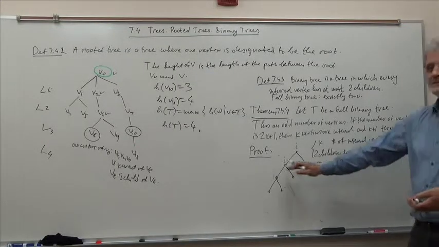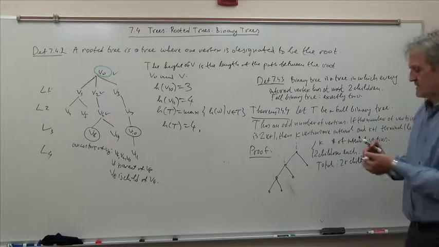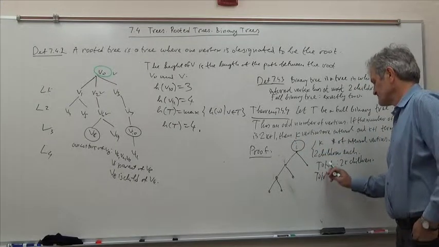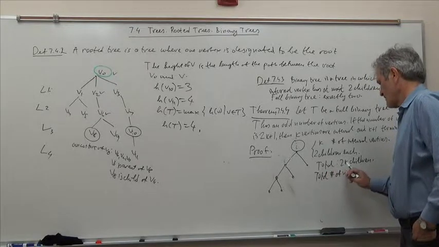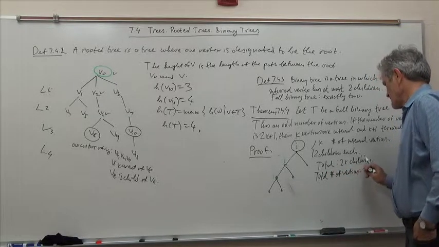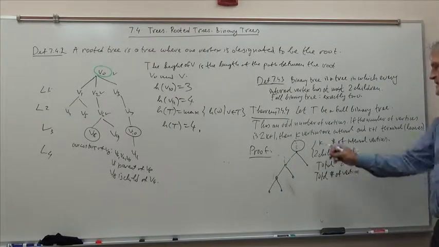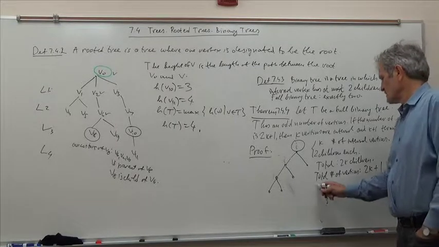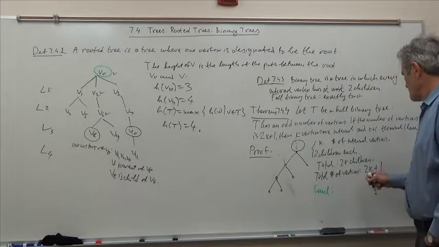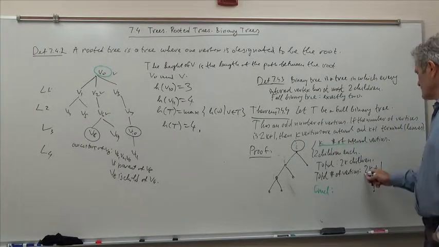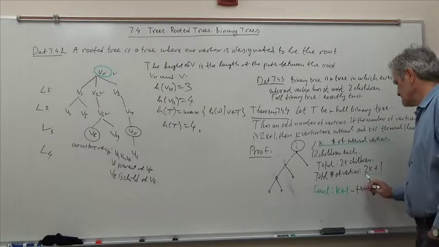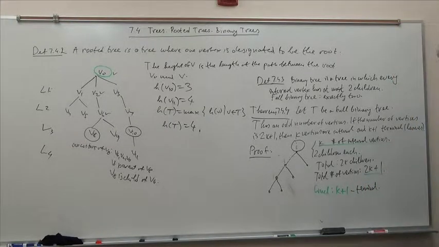But then what? Everybody is a child except the first guy. So the total number of vertices is those 2K that are children and the root extra, so the total number of vertices is 2K plus 1. So from there, obviously, the conclusion: because K were internal, and 2K plus 1 is total, K plus 1 are terminal. So a very nice and easy conclusion.